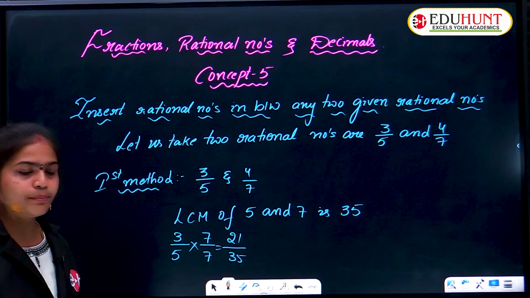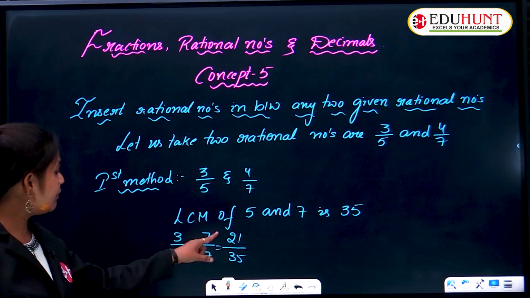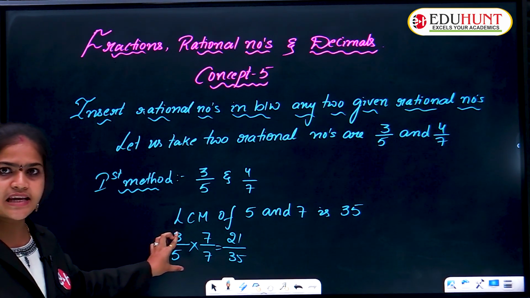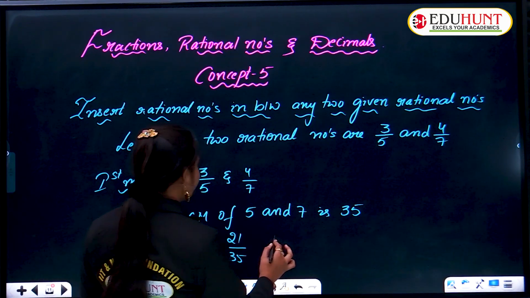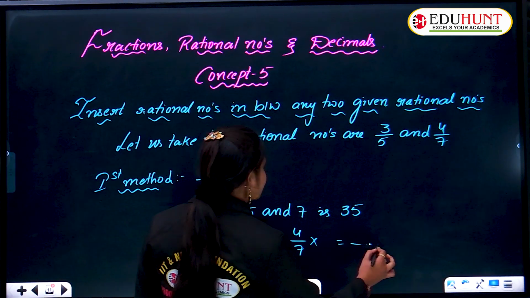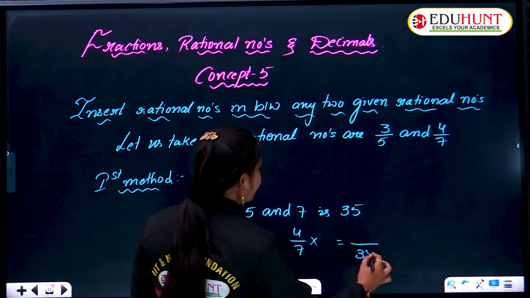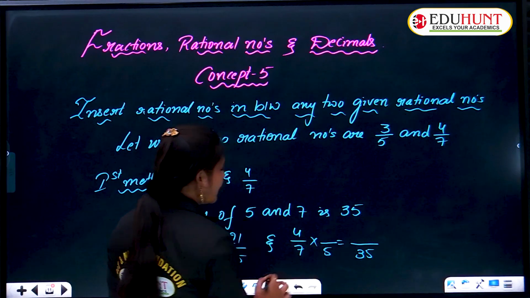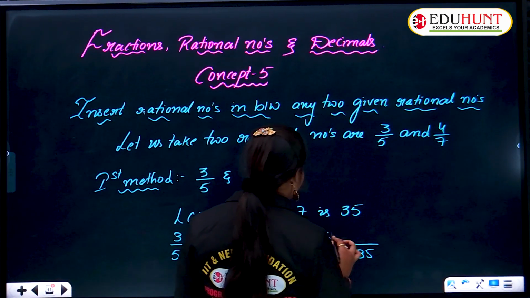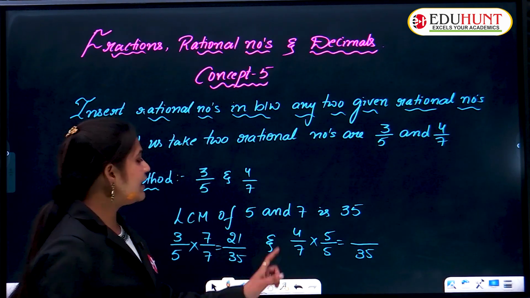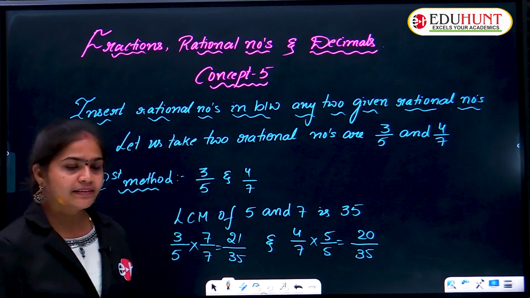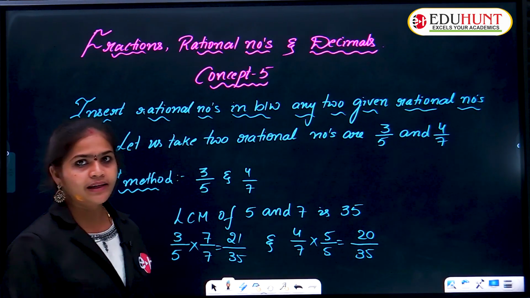So 21 by 35 is the equivalent fraction of 3 by 5. Now 4 by 7. 7 into how much is 35? 7 fives are 35, and the numerator also we should multiply by 5, so 4 fives are 20. So we have 20 by 35 and 21 by 35.